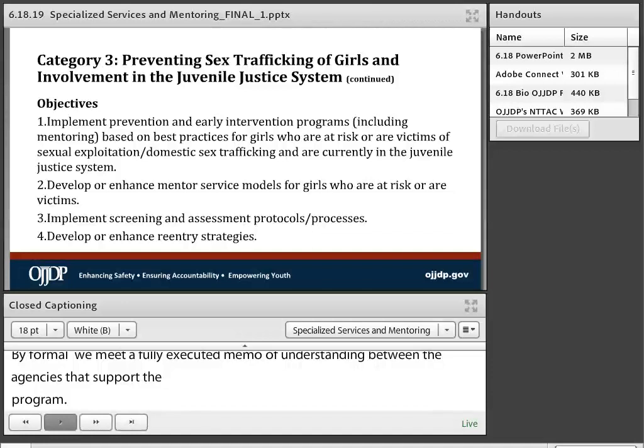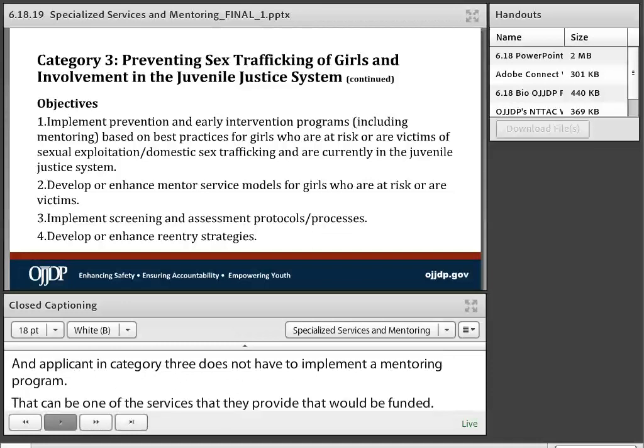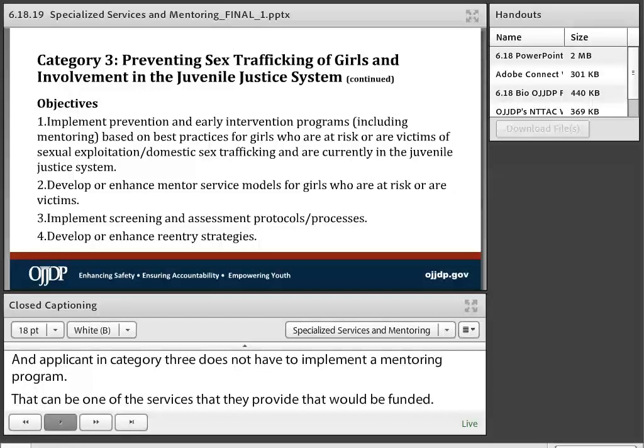An applicant in Category 3 does not have to implement a mentoring program. That can be one of the services that they provide, though, that would be funded. In Category 3, the specific objectives are to implement prevention and early intervention programs, and again, this can include mentoring based on best practices for girls who are at risk or are victims of sexual exploitation, domestic sex trafficking, and or are currently in the juvenile justice system.